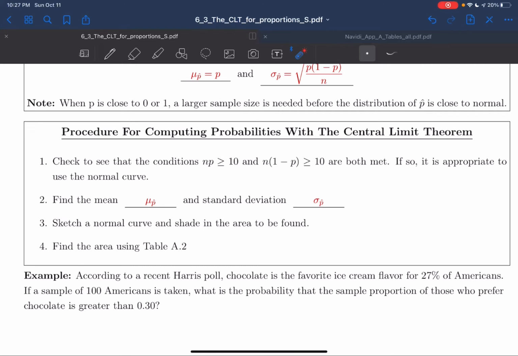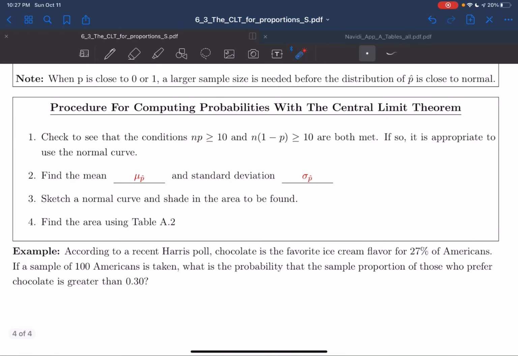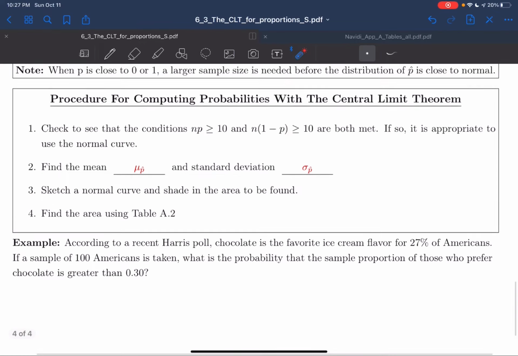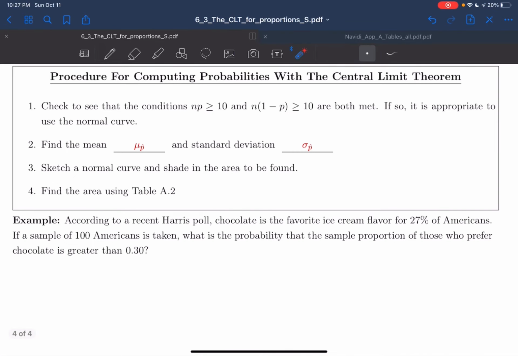Well, you can, but you have to use a method that we haven't learned in the class yet. It's a little bit more difficult. But just for this class, if these two values do not satisfy, then we cannot compute them. Okay, so let's say these two are satisfied. Then we have to find the mean and we have to find the standard deviation. Then we have to sketch the normal curve, shade the area that we want to find, and then use table 8.2 to compute its probabilities or compute the area.